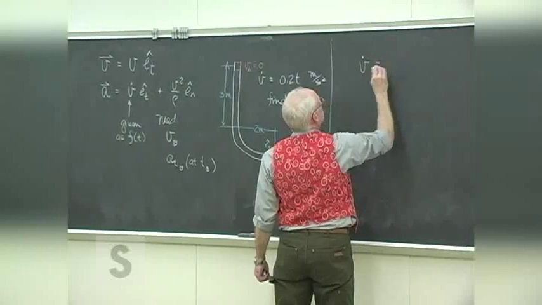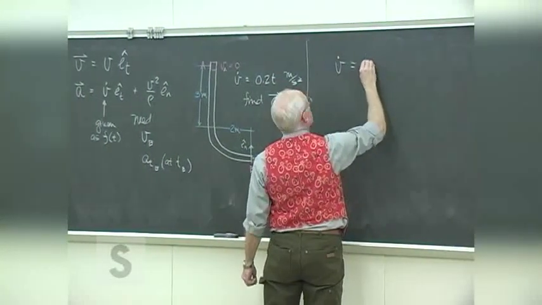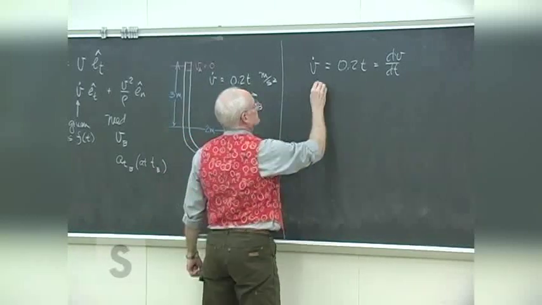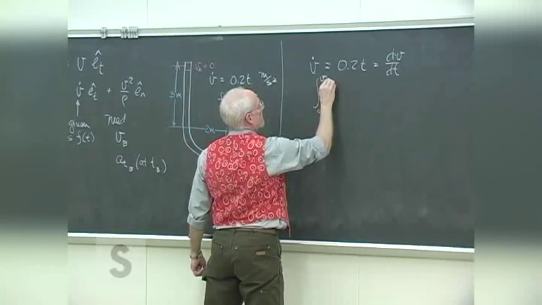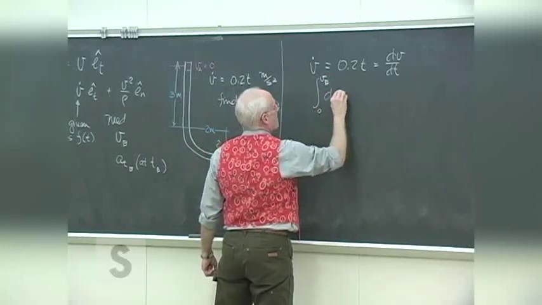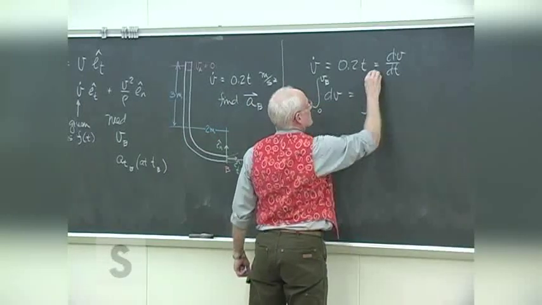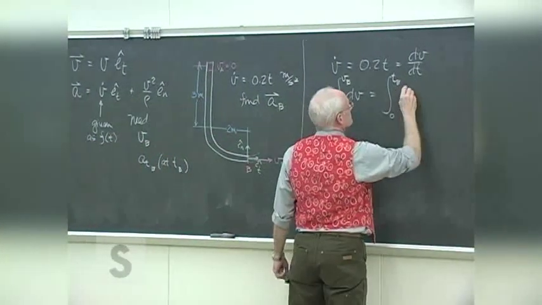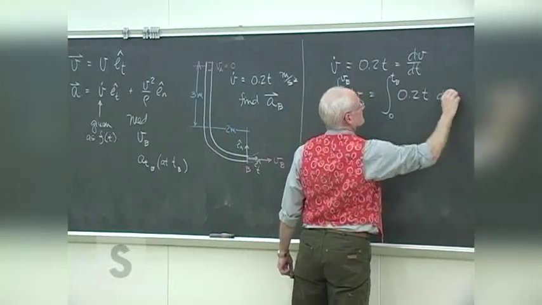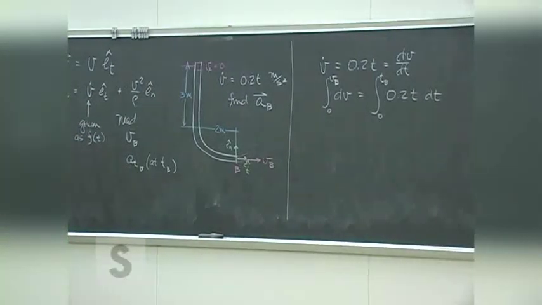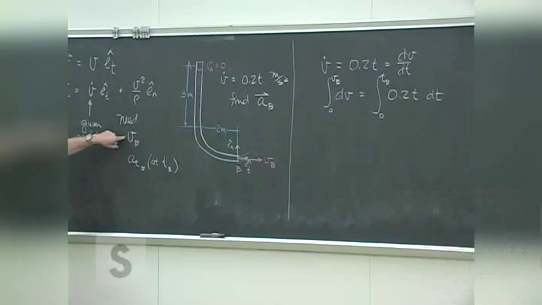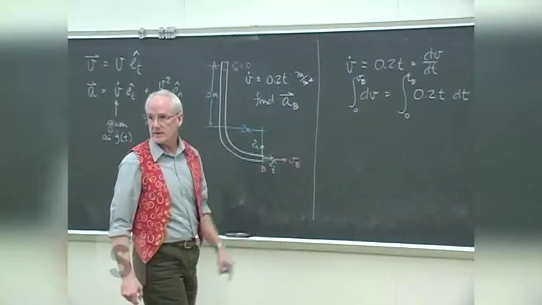Derivative. We have V dot as a function of t, 0.2t, and we know that that's dv dt, so if we integrate velocity, V dV, from 0 to whatever time, I guess I could call it TB. We don't know that yet. So we can do that integration. Will that help us find TB? That will help us with the velocity at B, but only if we know this time at TB. So will this help us?